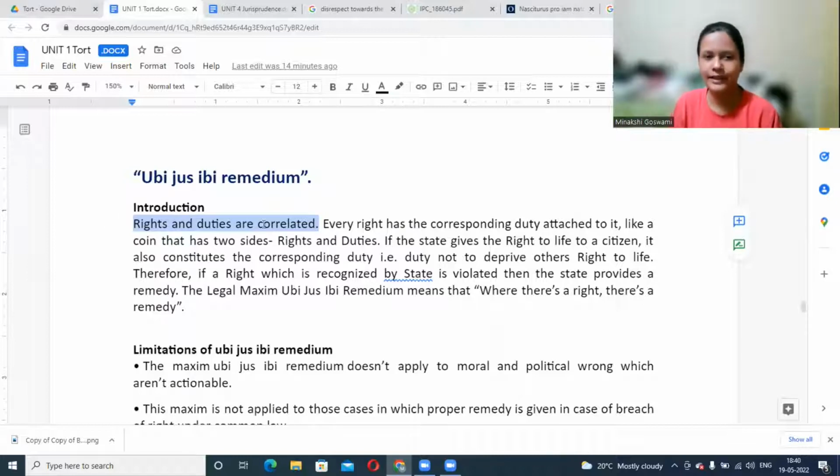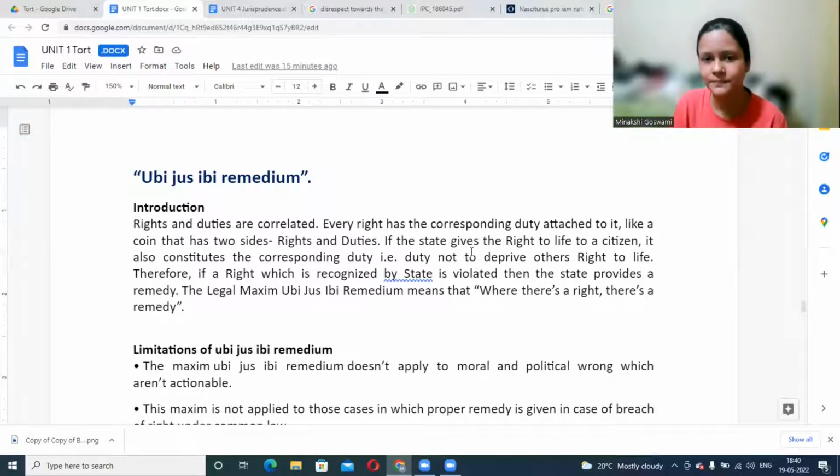So in jurisprudence, you get a concept called rights and duties. When we talk about rights, it's not that rights simply exist of their own. There has to be a duty also. It's said that rights and duties are like two sides of the same coin. One coin cannot have only one side. If you have a right, someone else has to have a duty as well. So rights and duties are correlated. Both will exist together. Every right has a corresponding duty attached to it, just like a coin has two sides.